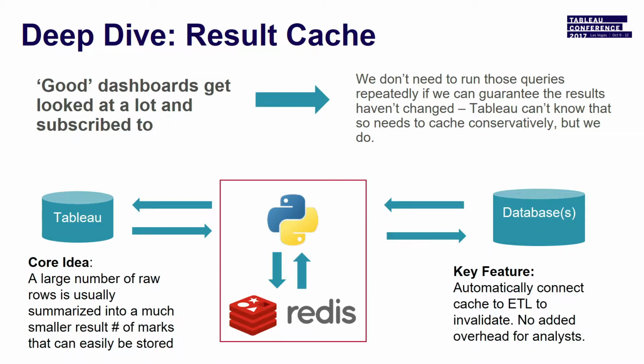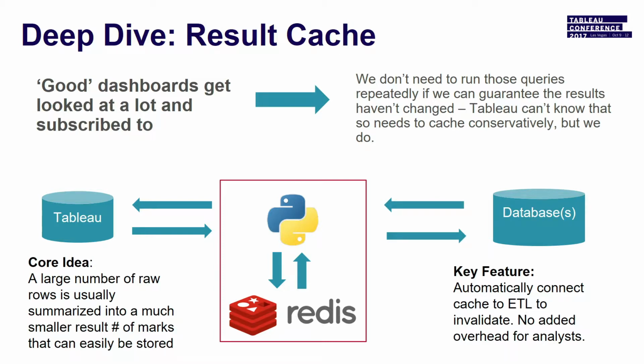Again, Tableau does a lot of really smart caching on its own, ranging from images to query results. But the problem is that it has to be pretty conservative. It doesn't know anything about the state of the database, and if the database has changed, you don't want to show the user the wrong data.